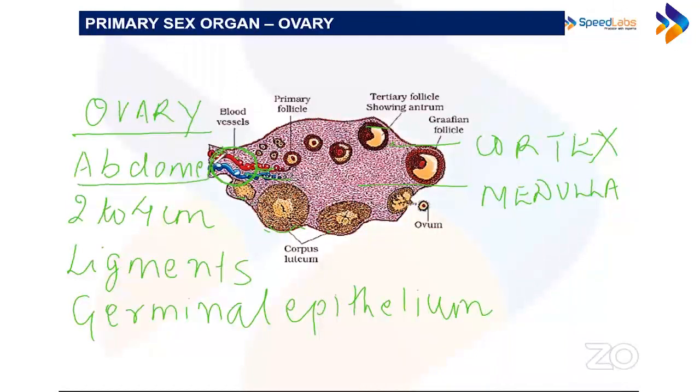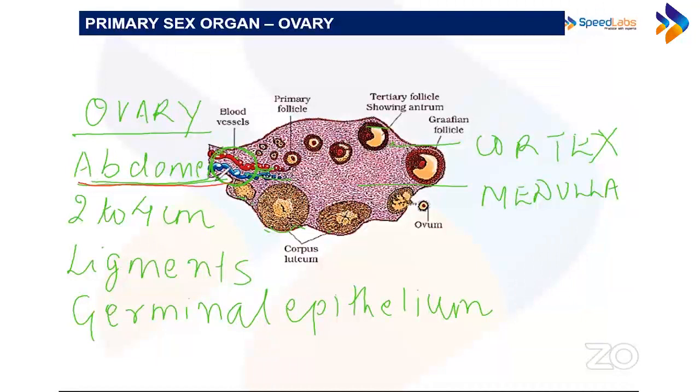अच्छा, if you compare it with testes, testes are not in the abdomen. Testes are extra abdominal. आपको पता है कि in the later stages, during the 7th month, it comes out through the inguinal canal into the outside of the abdomen. What is the location of the testis? Location of the testis is outside the abdomen, whereas ovaries are intra-abdominal.